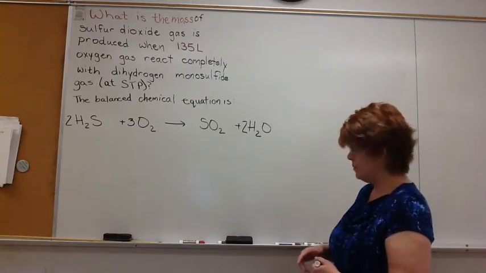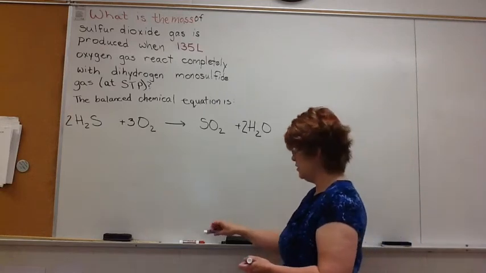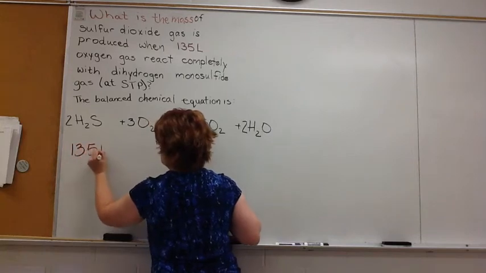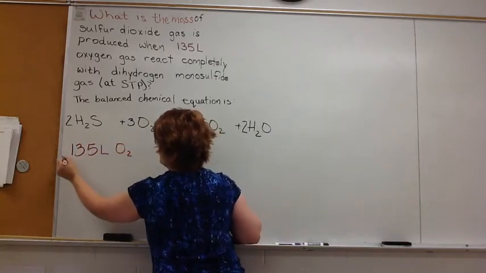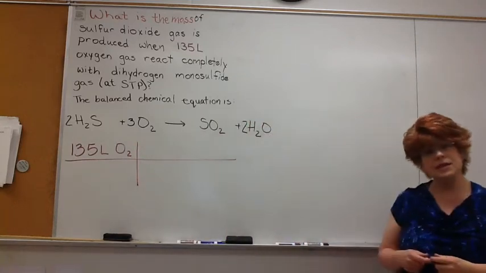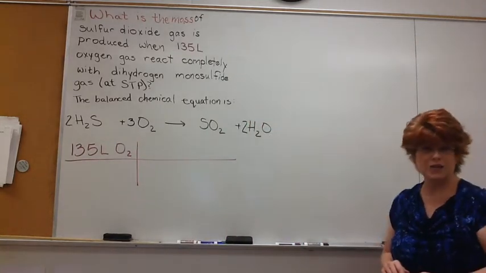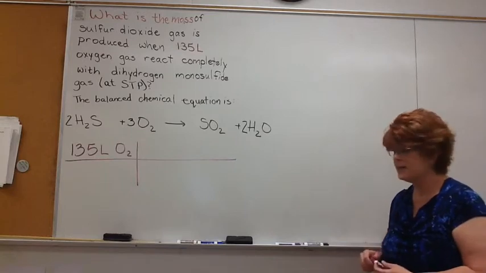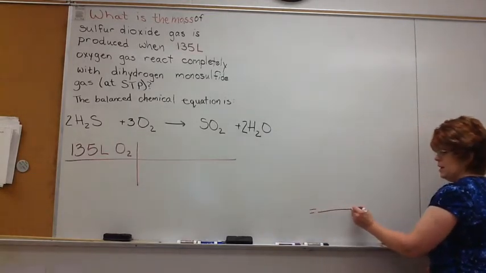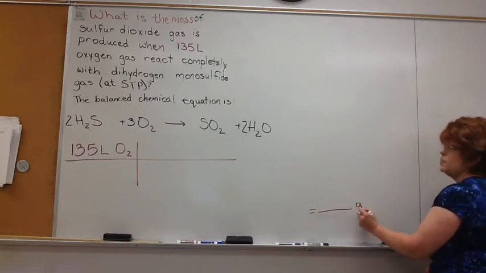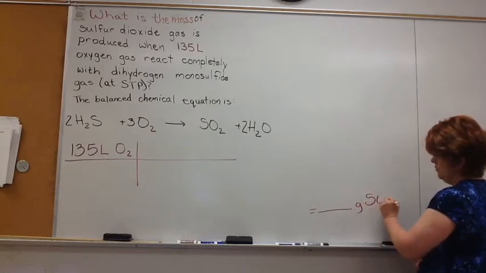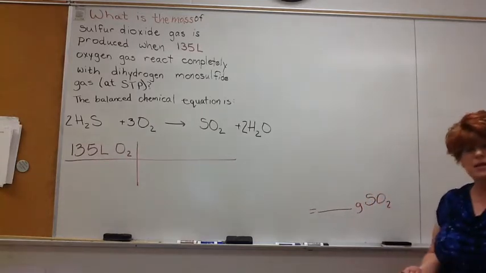So I'm going to take what I'm given, 135 liters of oxygen gas. And then I have to think about what I want for my answer in units. It's asking for mass, so I know in the end, somewhere over here, I'm going to get a certain number of grams, and then it's asking for sulfur dioxide gas. So I'm switching both units and substances.